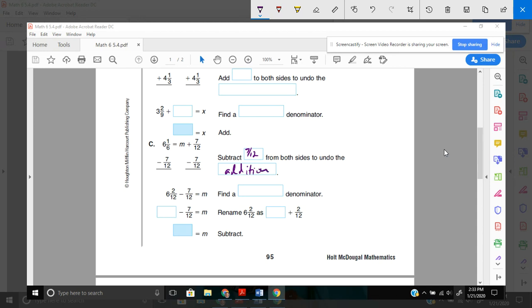So then I've got these will cancel, and then I need to find a common denominator because this is 1/6. Well, to make 6 into 12, I just have to multiply by 2. So you'll see here, they multiplied by 2 to get to 12, and they multiplied in the numerator by 2 to get 2. So now we have 6 and 2/12 minus 7/12.